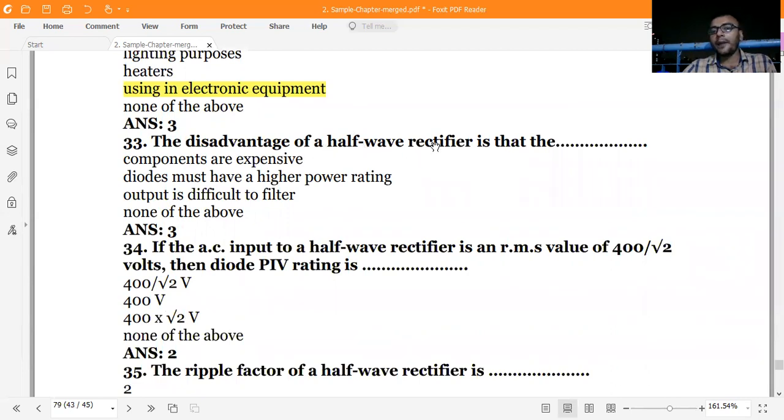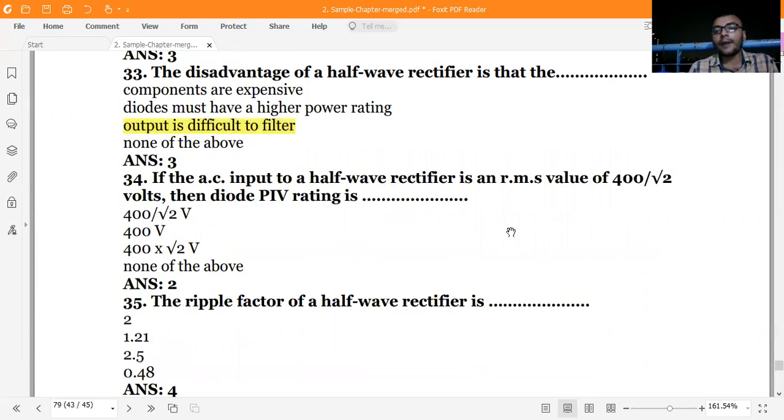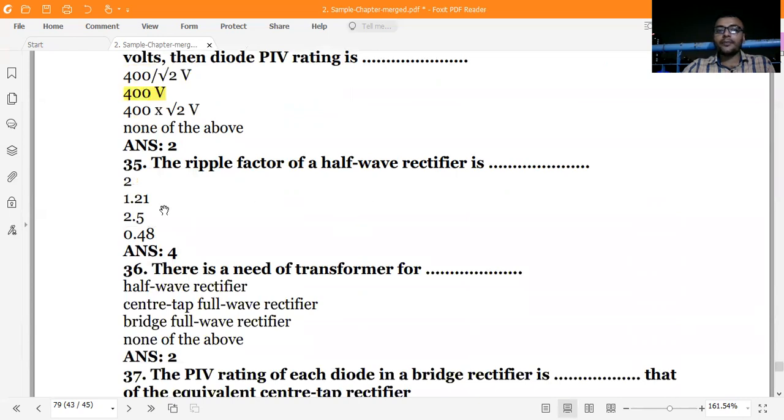The disadvantage of a half wave rectifier is that the output is very difficult to filter. If the AC input of a half wave rectifier is an RMS of 400 by √2, then the peak inverse rating is just V, so divided by √2 it will be 400 volt. The ripple factor of a half wave rectifier is 1.21.